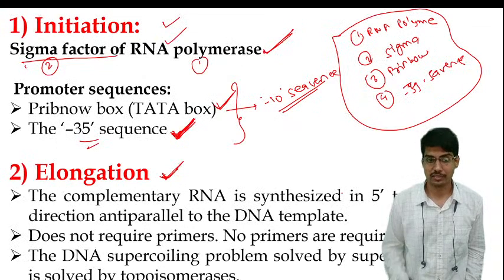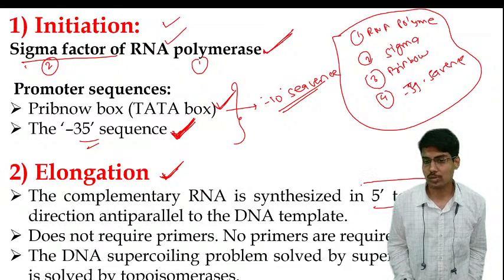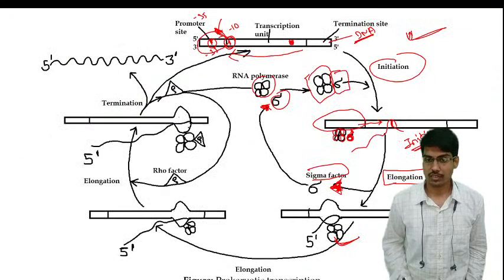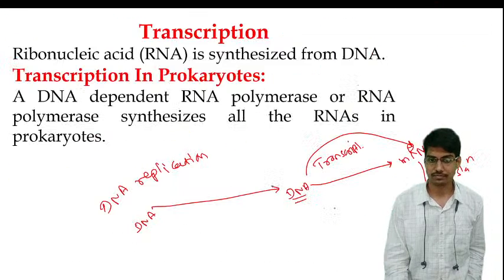So this is about the second phase, that is elongation. The complementary RNA is synthesized in the 5' to 3' direction, that is, in a direction anti-parallel to the DNA template. Okay, means what? Whatever the direction of this RNA is, that will be the 5' to 3' direction. Means the direction of this strand will be 3' to 5'. There are two strands, this one and this one. So the direction of this strand would be what? 5' to 3' direction. And the RNA which will be synthesized, in which direction? 5' to 3' direction. Okay.